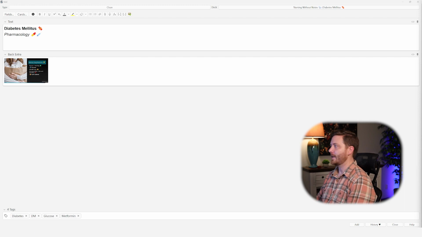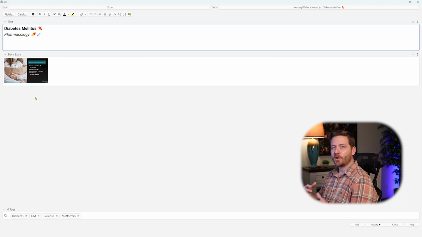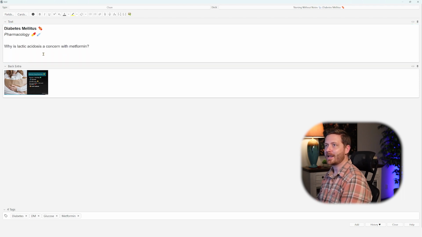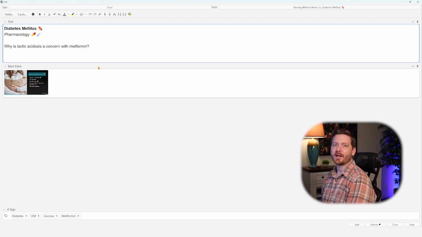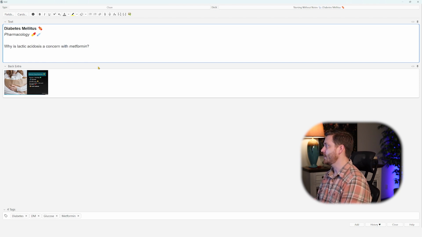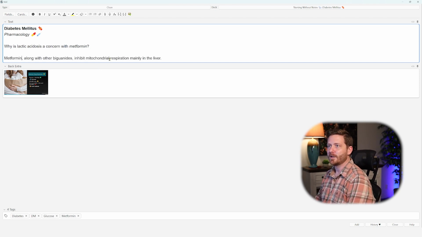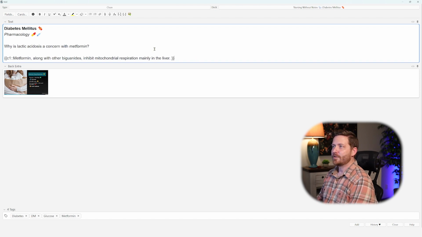Now speaking about that lactic acidosis, now let's make a card over why that's a concern. Why is lactic acidosis a concern with metformin? And the reason is that it inhibits the mitochondrial respiration predominantly in the liver. So let's put that in there. Metformin, along with other biguanides, inhibit mitochondrial respiration mainly in the liver. And that'll give us just a little reminder of why we're looking out for lactic acidosis with metformin.